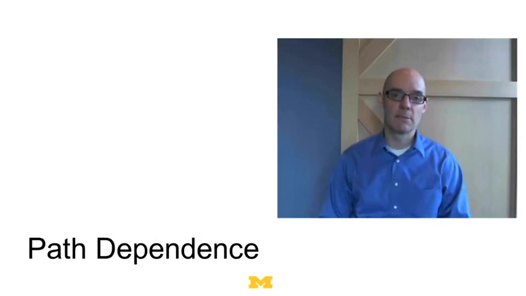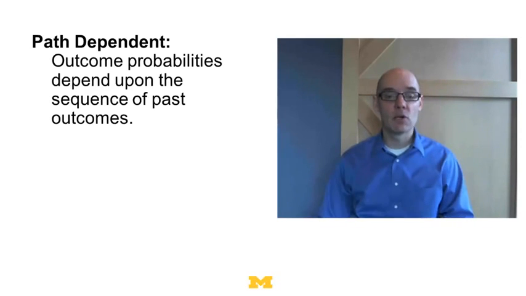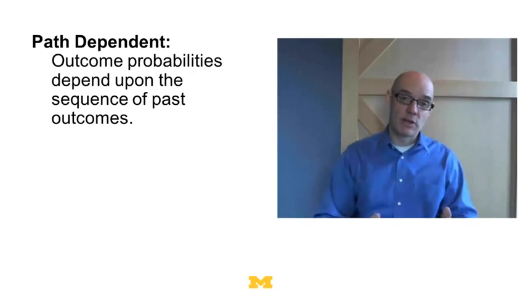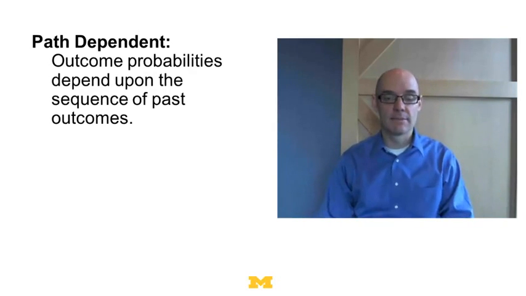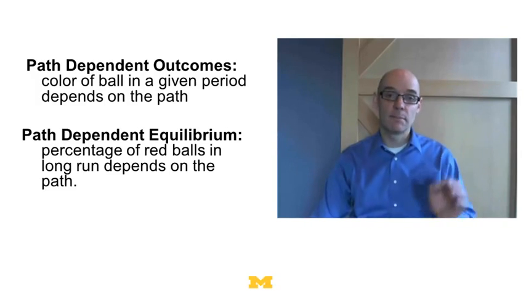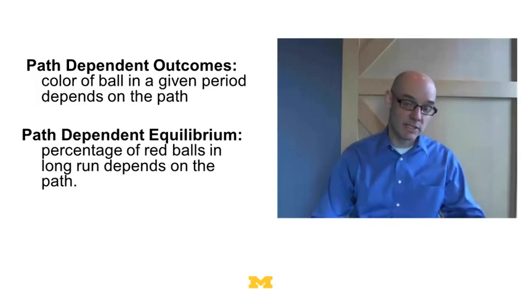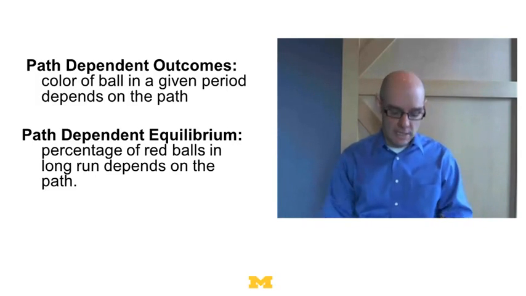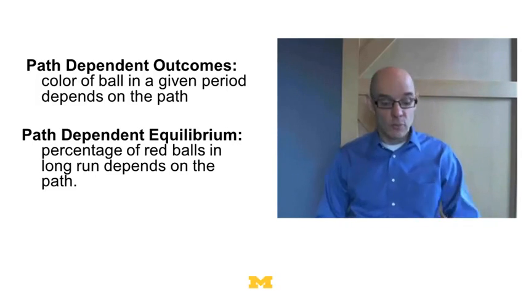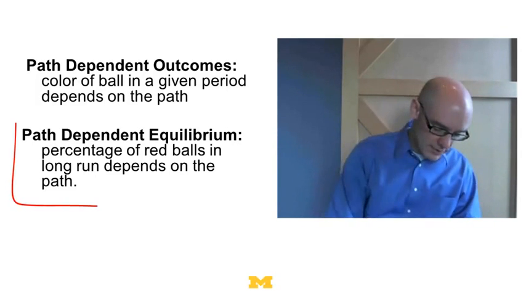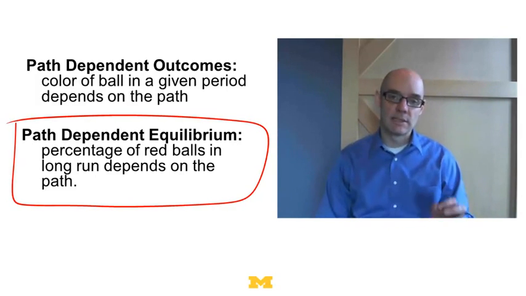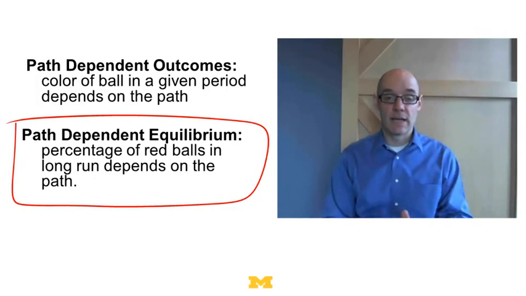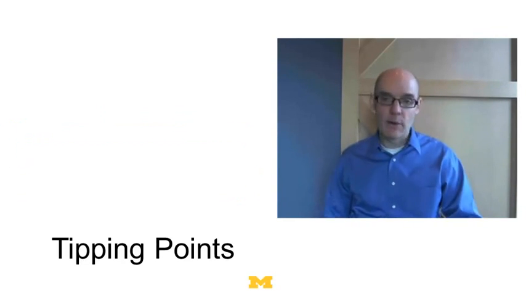What does path dependence mean? Path dependence means that what happens along the way determines the outcome. Formally, we define this as outcome probabilities depending on what's happened in the past. We made a distinction between path-dependent outcomes, where the outcome in this particular instance depends on what happened, and path-dependent equilibrium, where what happens in the long run depends on what happens along the way. When we relate these to tipping points, it's path-dependent equilibrium we want to focus on.